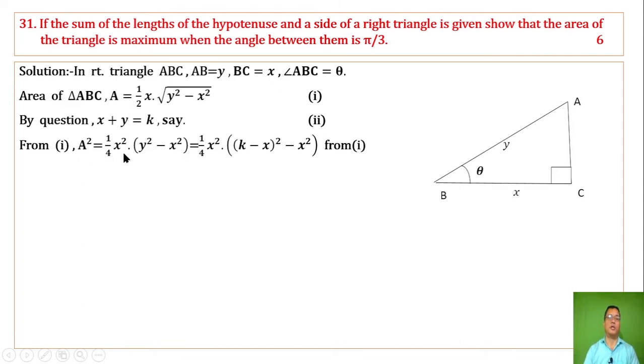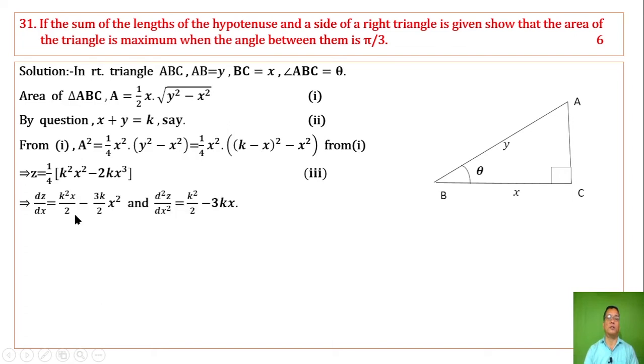Squaring on both sides we get this, and 1 by 4 x square y square, where y is the value k minus x whole square. Putting this in A square, which is Z, we get this. Now Z is a function of x. Taking the derivative of Z with respect to x, for maximum dz by dx equal to 0, putting this we get x equal to k by 3.